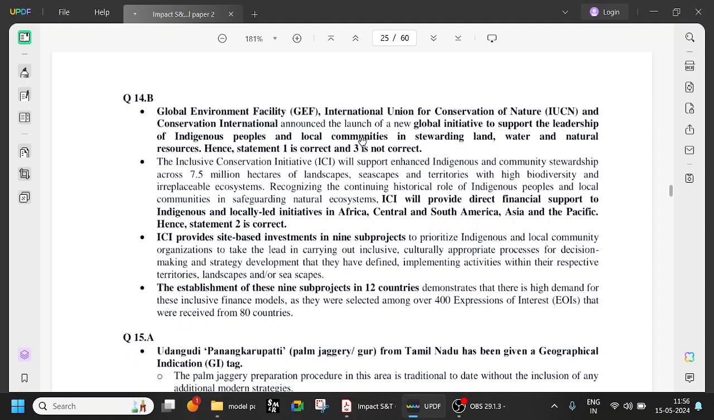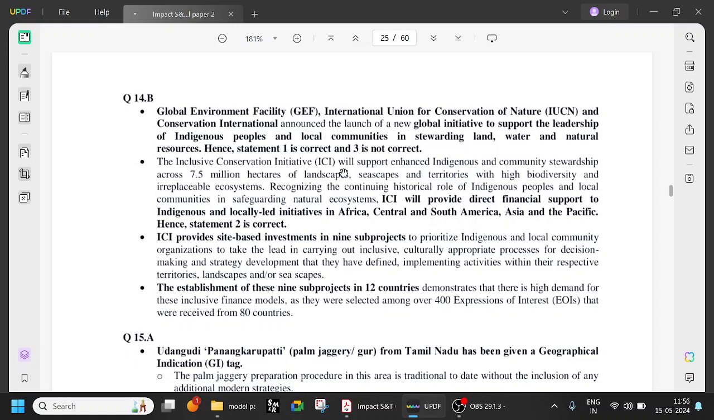So, Conservation International announced the launch of a new global initiative to support the leadership of indigenous peoples and local communities in stewarding land, water, and natural resources. Basically, indigenous people means, for example, the tribals, people who are indigenous to that region. Because of global warming, most of the indigenous people will be affected. They are living on islands, and because of global warming the level of the ocean will rise and their islands will get destroyed. So this global initiative is mostly for indigenous people and local communities in order to save their land, water, and natural resources.